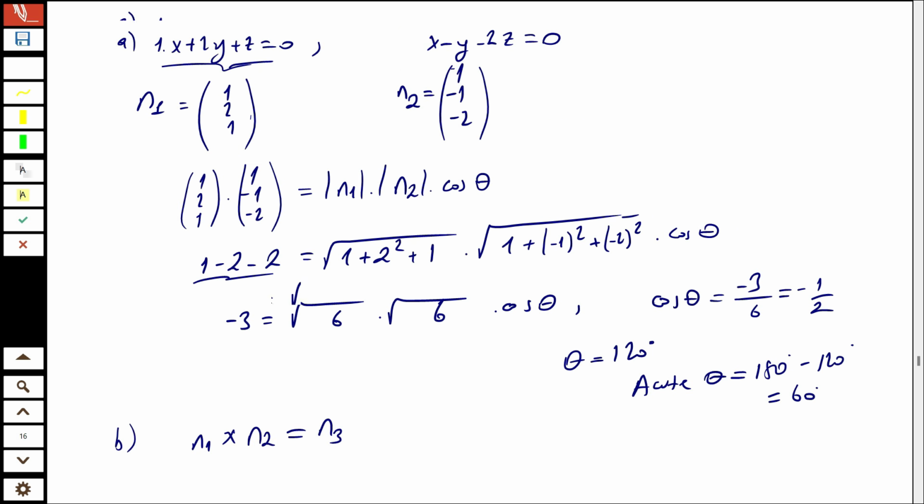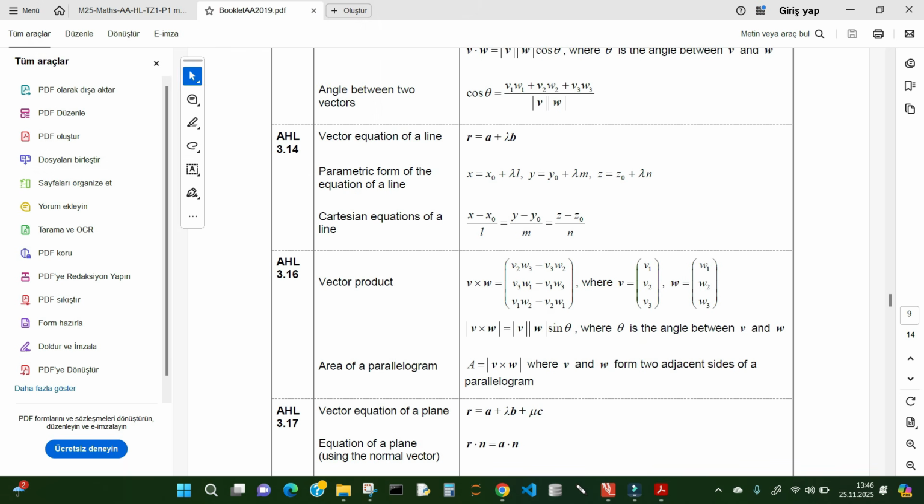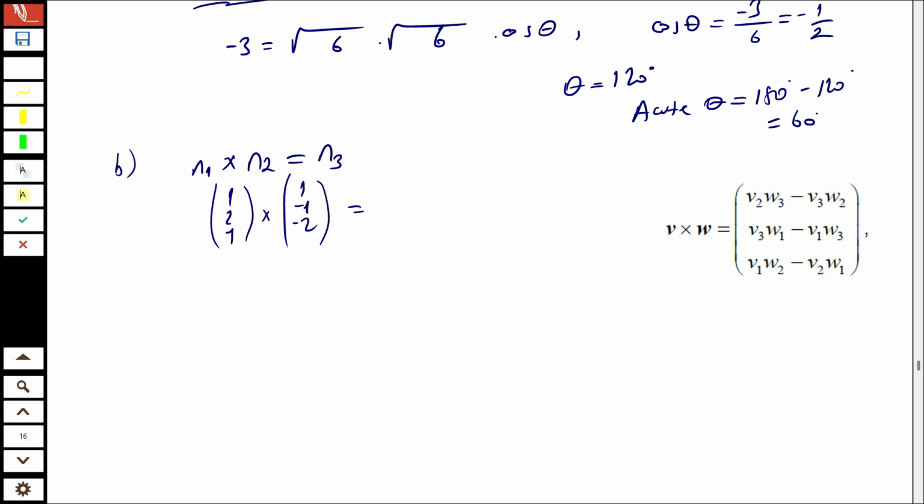So how are we going to find the vectorial product? This one, and I will take it here to use. As you can see, these are V1, V2, V3, and these are W1, W2, and W3. So V2 times W3, 2 times minus 2, minus V3, 1 times W2, is going to be minus 1. At the second row, V3, 1 times W1, 1, minus V1, 1 times W3. And the last row, V1, 1, W2, minus 1, and minus V2, 2 times W1, is 1.